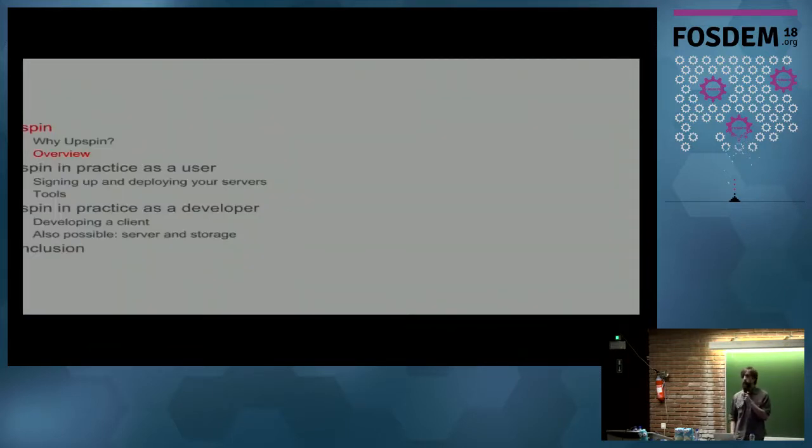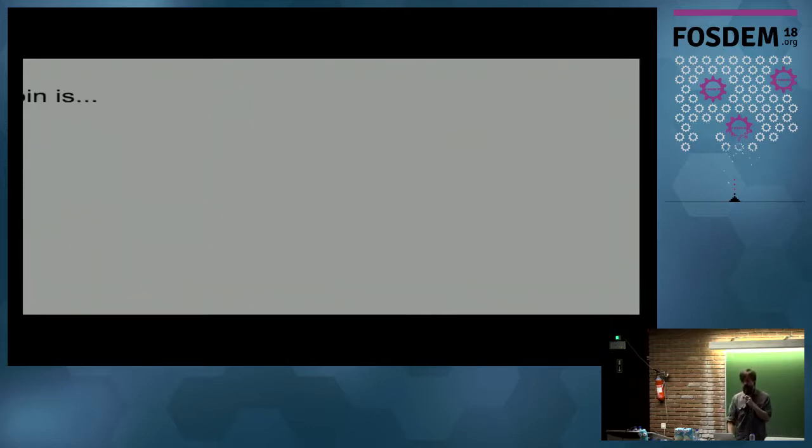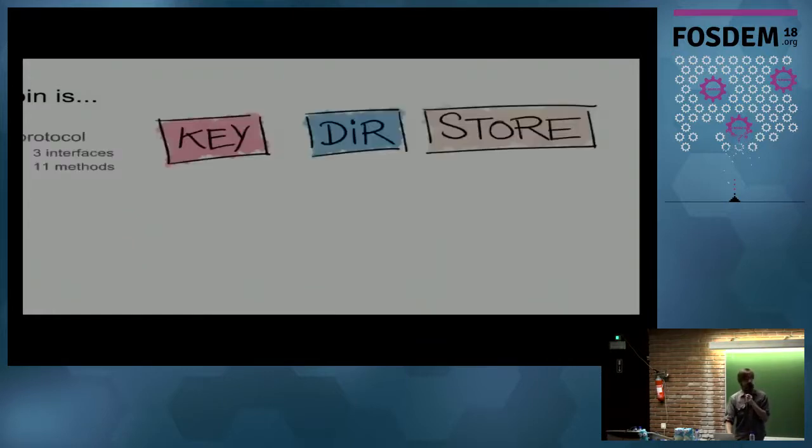So let's have an overview of how it actually works. The most important thing about Upspin is actually the protocol. And as you would expect coming from Rob Pike, it's very simple. It's just three interfaces for a total of 11 methods. And that's really all you need to know for building any system that works with the rest of the Upspin world.